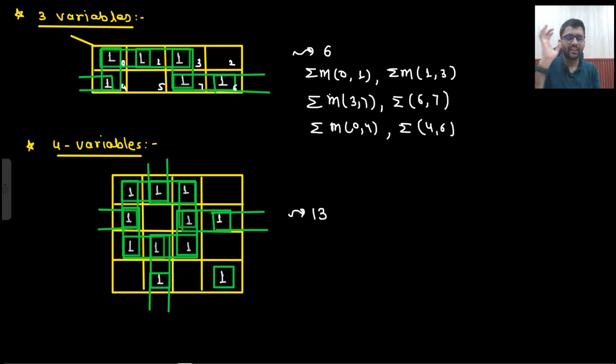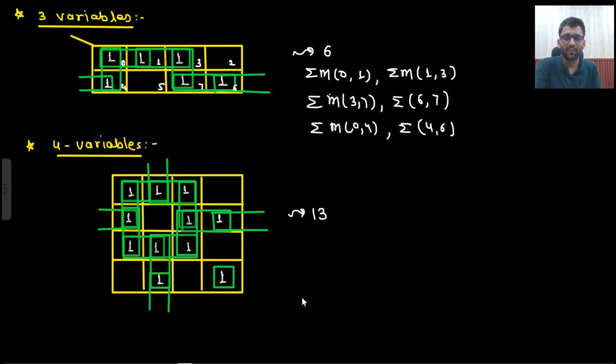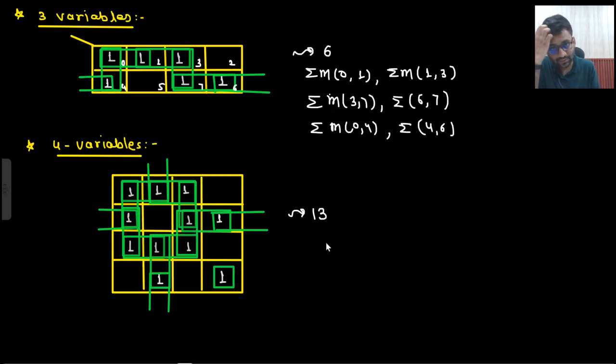So what did you understand here? For two variables you got 2, for 3 variables you got 6, for 4 variables you are getting 13. So there is no certain formula. If they are asking for the maximum number of prime implicants, they will have to give you a function. Here they did not give any function. Directly I was putting 1 1 because my target was to find the maximum number of prime implicants. So here I could find 2, here 6, here 13.